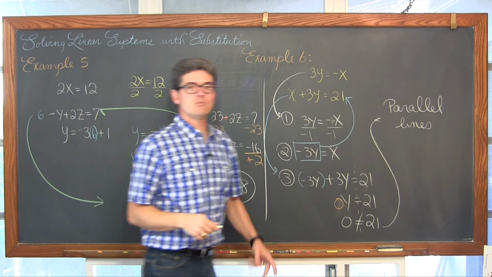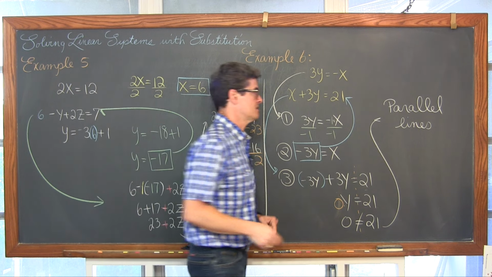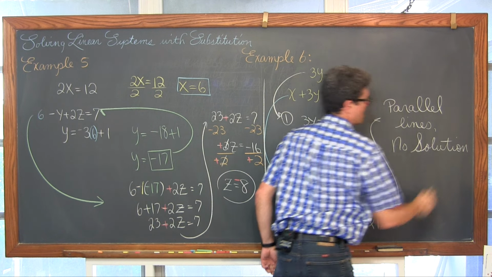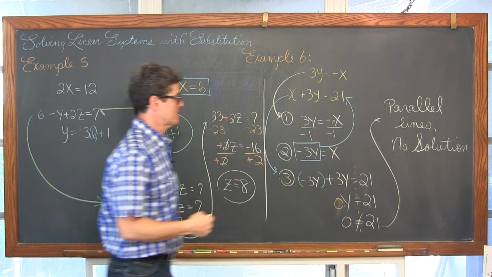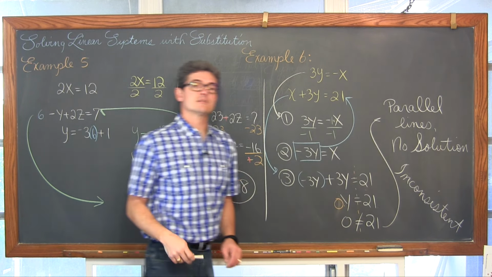Now, your teacher might not need you to say that you recognize that you have parallel lines, but what you do need to say is no solution. Or if your textbook is using this vocabulary, you would say that the system is inconsistent.